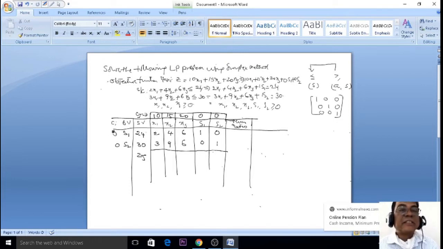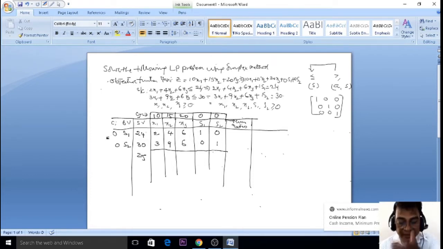The simplex table has a fixed format: BV means basic variable, then solution values. The equation contains only 3 variables, x1, x2, x3, so write down x1, x2, x3. Next is s1 and s2. Next, please write down the coefficients. This is 2, next 4, next 6, 1 is there, and there is no s2. Next, the second equation: 3, next 9, 6, 0, 1. Over.